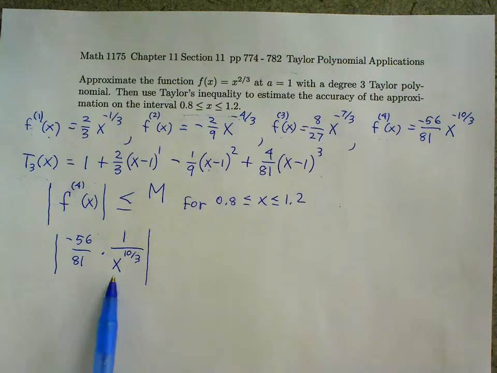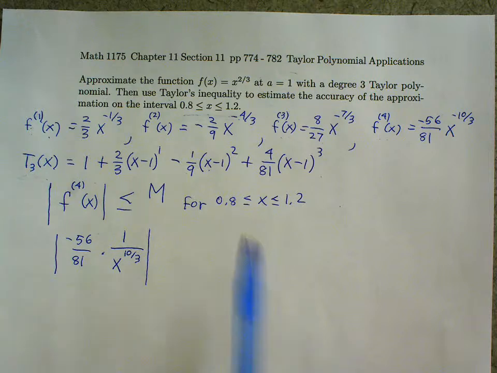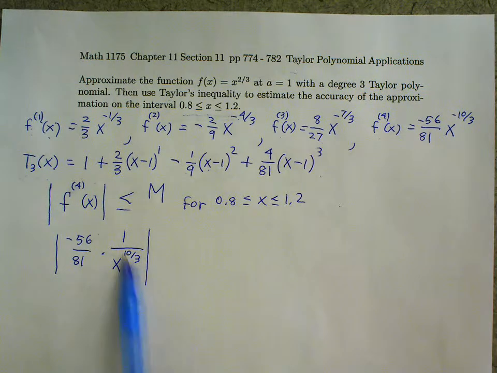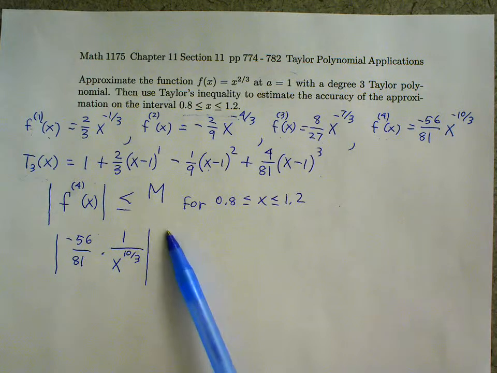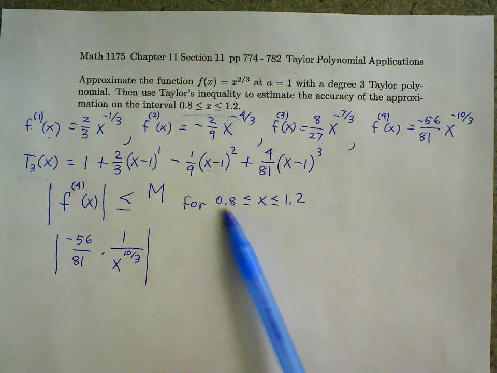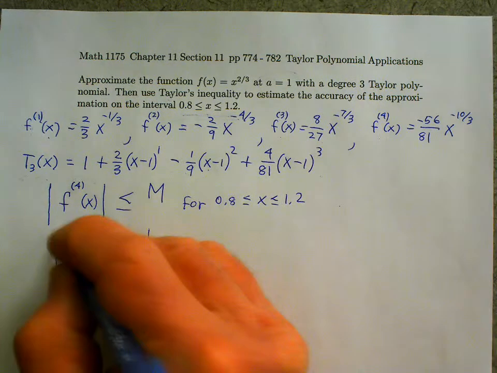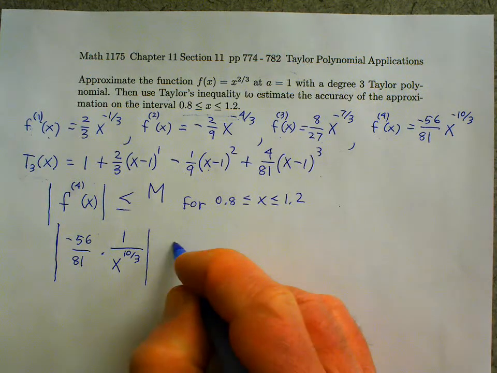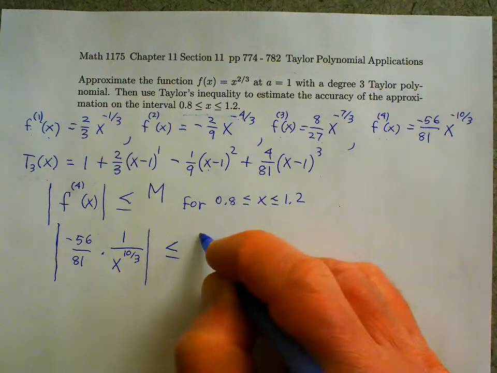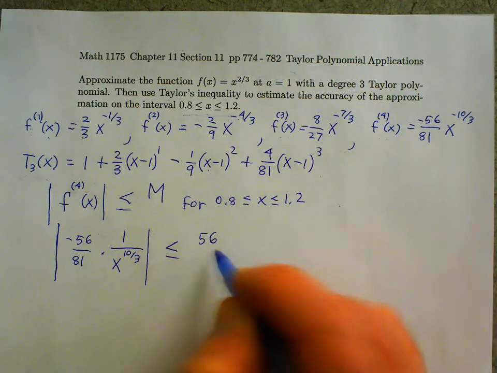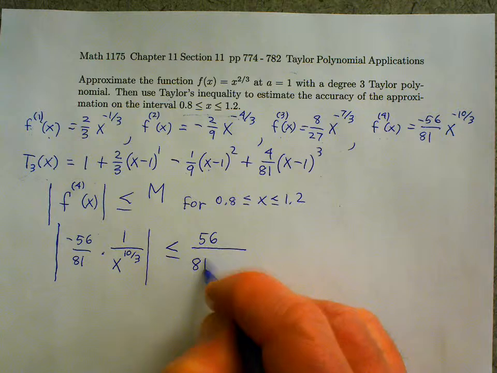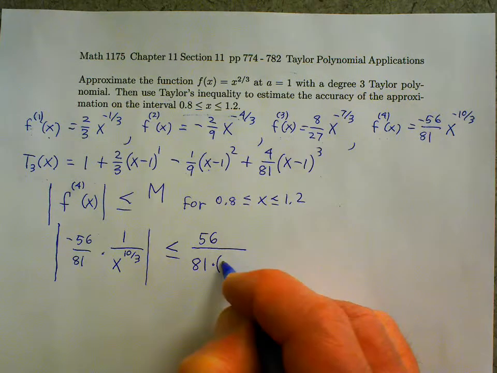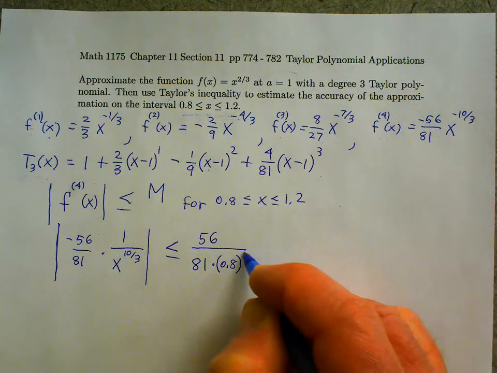So remember, when denominators are small, the numbers are big. So since we have x to the 10/3 in the denominator, this will be a maximum when x is the smallest in that interval, 0.8. So for all of the x values in this interval, this will always be less than or equal to 56 over 81 times 0.8 to the 10/3.